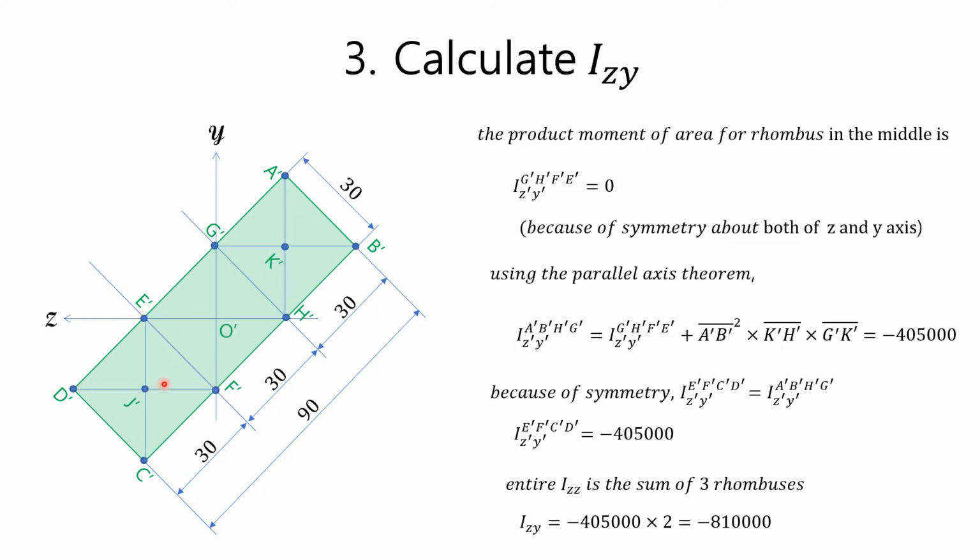EFCT prime is point symmetric with APHG prime, so it has the same product moment of area. The entire Iz is the sum of three rhombuses. Calculating this will result in a negative value like this. If there are cross sections in the second and the fourth quadrants, one of the coordinate values of the z and y axis is negative. So the value of the product moment of area becomes negative like this.